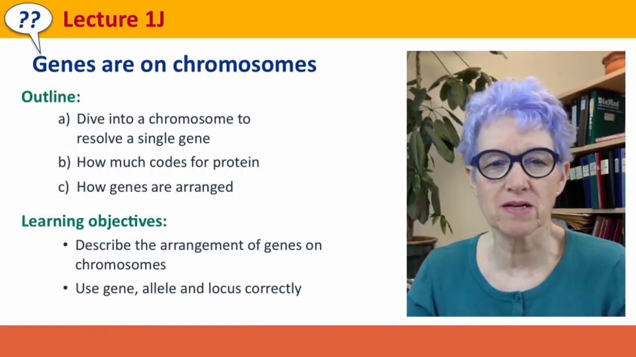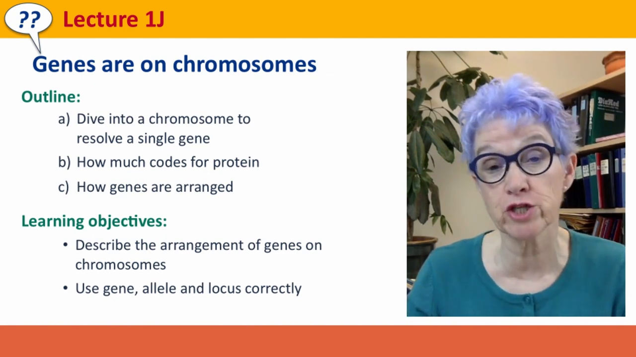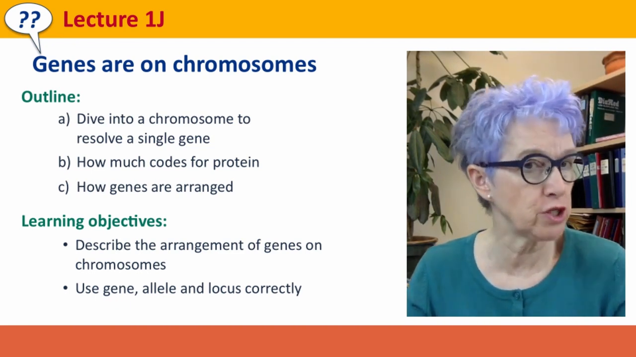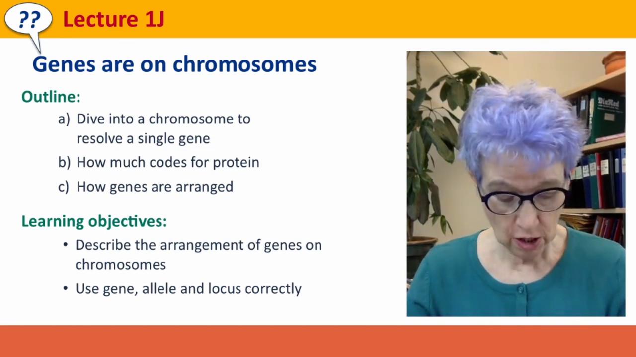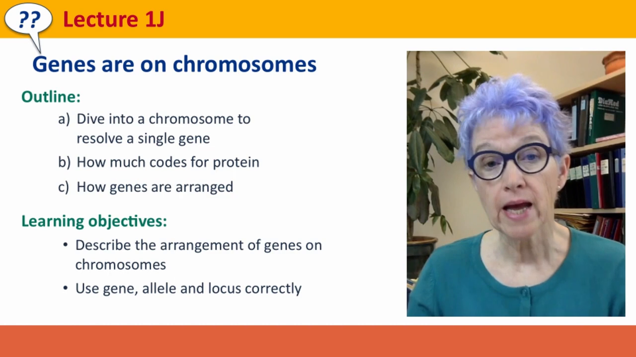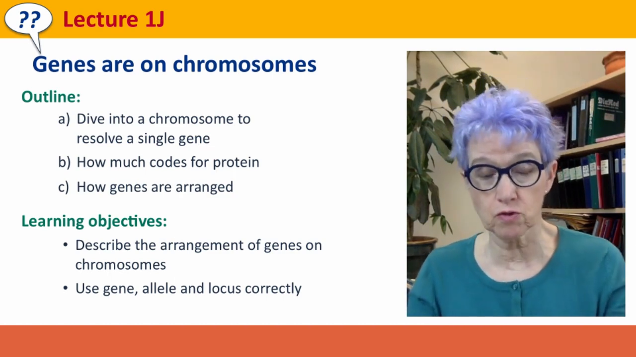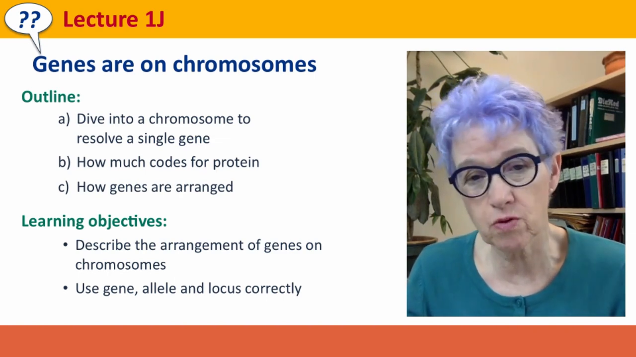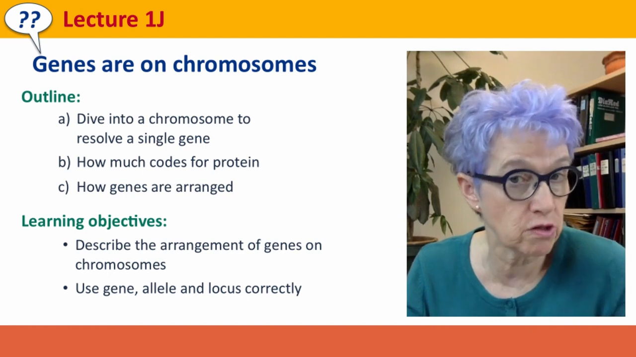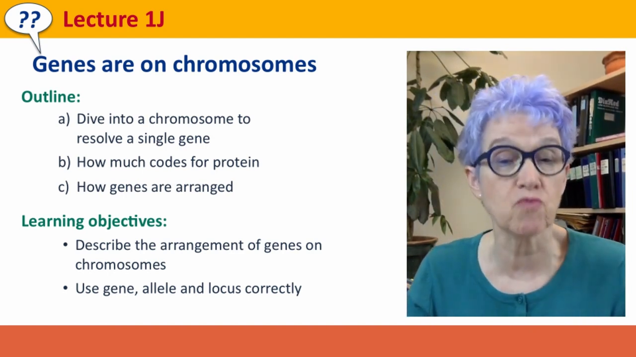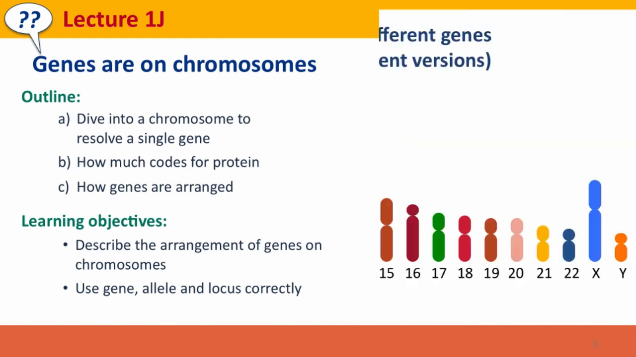Hi everyone, welcome back to Useful Genetics. This is Lecture 1J, where we're going to continue our discussion of chromosomes to think about how the genes are arranged on the chromosomes. So what we're going to do is dive into a chromosome and zoom in until we can resolve a single gene and get a sense of what the gene looks like at a chromosome scale, how much of the gene codes for a protein. And then we'll zoom in on a different gene to see how genes are arranged on the chromosomes.